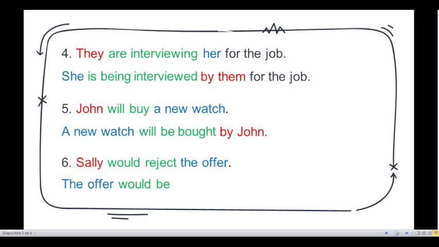Very good. Let's continue with the verb in past participle. Rejected. By who? By Sally. Very good. Let's read it. The offer would be rejected by Sally.